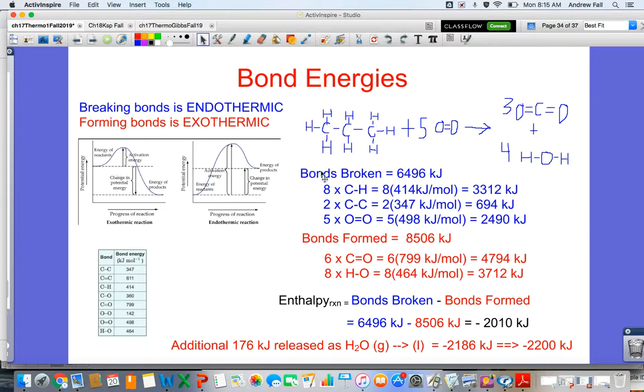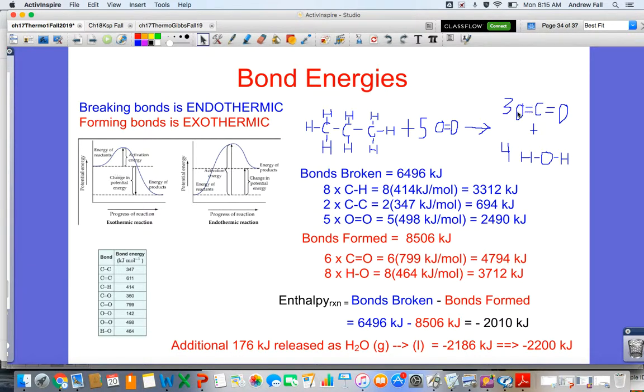So if we take a look at this reaction, the bonds that break here, you have 8 carbon to hydrogen bonds, and you have 2 carbon to carbon bonds, and then you have 5 oxygen to oxygen double bonds that need to break, that are currently there within the reactants and that aren't there when we look at the products. And then you can see that the energy required to break all those bonds is about 6,500 kilojoules.